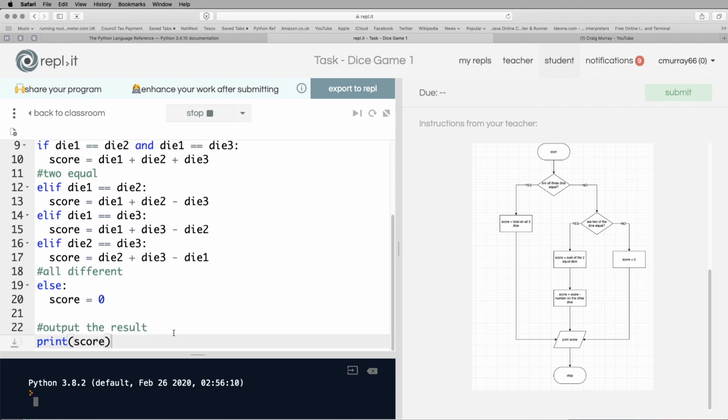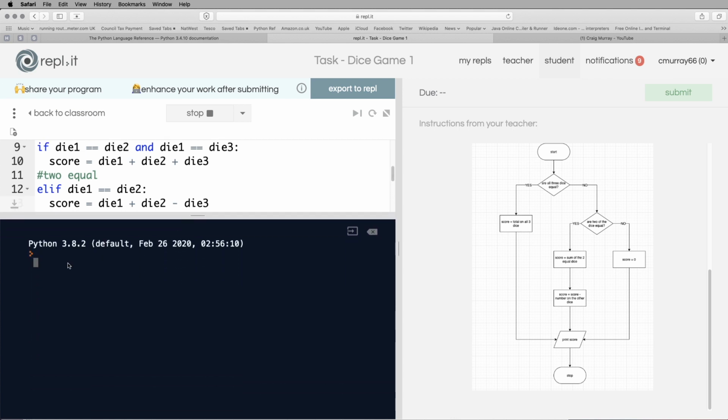So I'm going to run that now. Bear in mind there are no prompts on this, so if we had 1, 2 and 3, the score should be 0. Good, that's correct. I'm going to run it again, and here I'm going to do 2, 2 and 3. With that it should be 2 plus 2, which is 4, minus 3, so it should be 1. Good. Next I'm going to do 3 things which are the same, 6, 6 and 6, which gives 18.